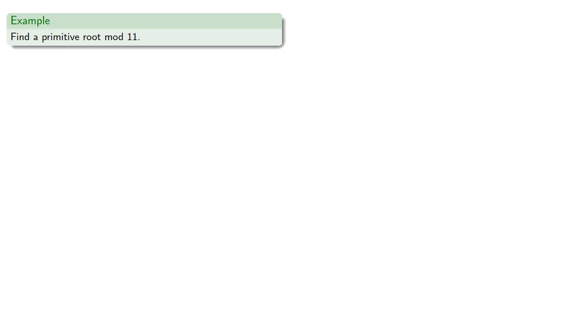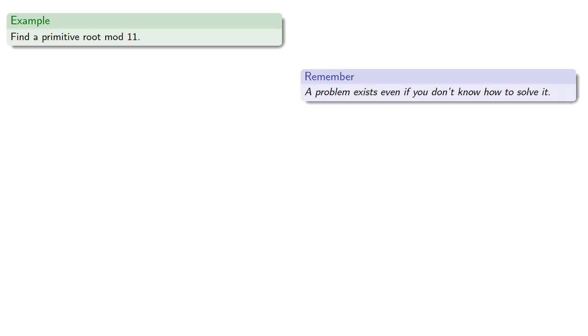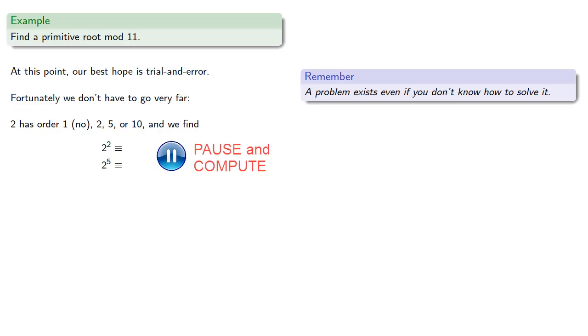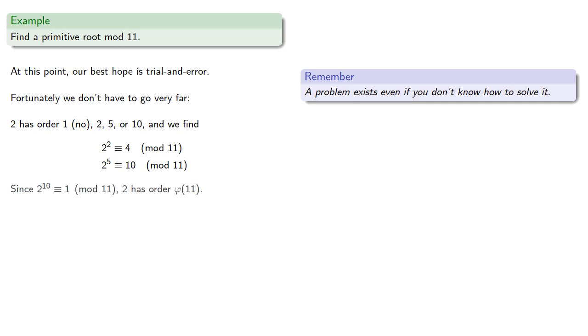Well, can we find a primitive root mod 11? So remember, a problem exists even if you don't know how to solve it. At this point, our best hope is trial and error. Fortunately, we don't have to go very far. So we can check 2 has order 1. Well, no, that's not true. But it could have order 2, 5, or 10, and we find. So the order isn't 2 or 5, and 2 to the 10th must be congruent to 1 mod 11, and so 2 has order phi of 11, so 2 is primitive.